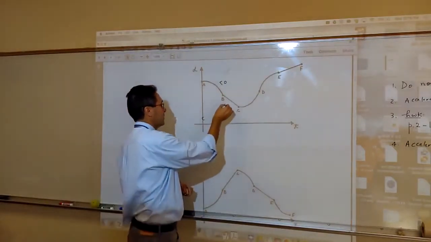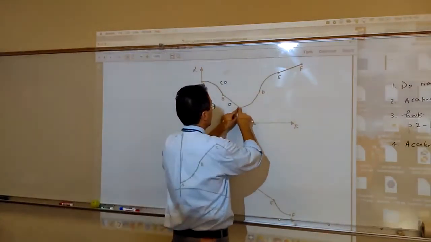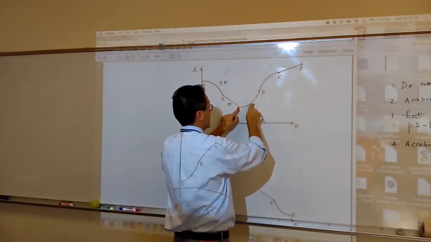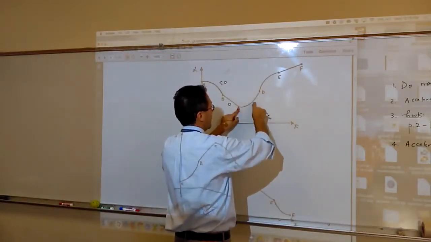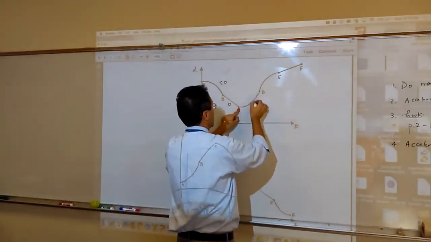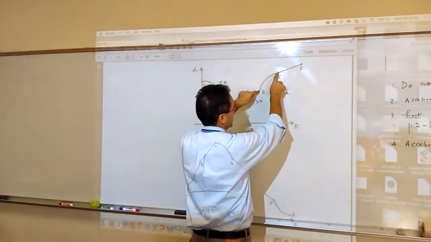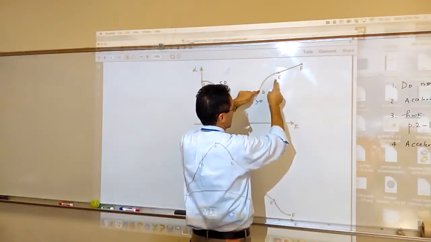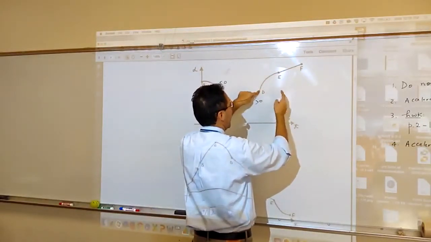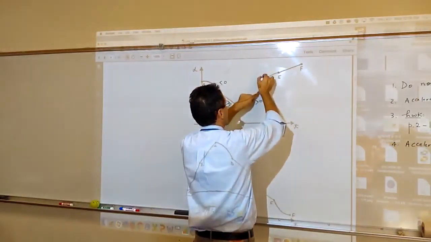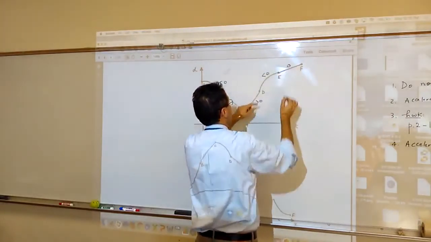This is 0. In here, you're speeding up, because you're getting steeper, but you're doing that in the positive direction, so your acceleration will be positive. Here you're going in the positive direction, but you're slowing down. So the direction of acceleration will be opposite the direction of travel, which means negative, and here this is a line, 0.